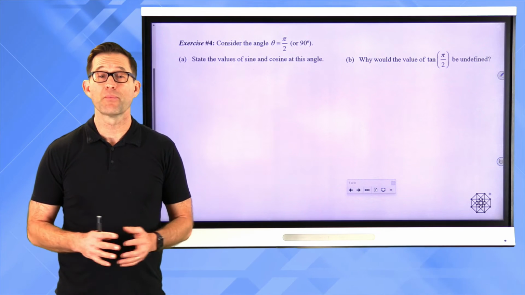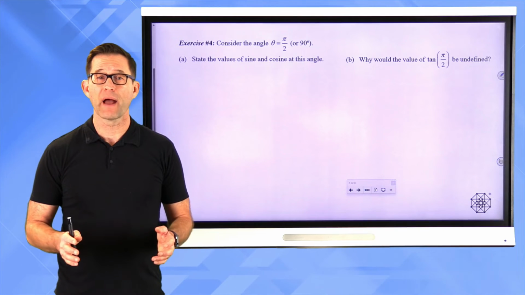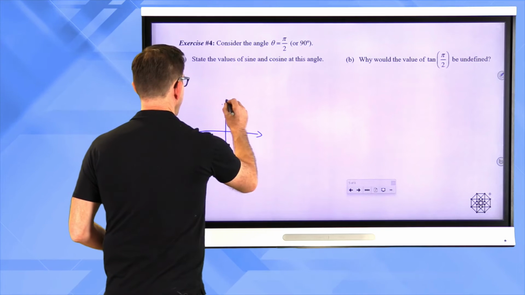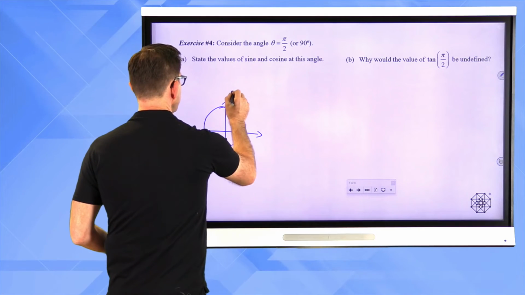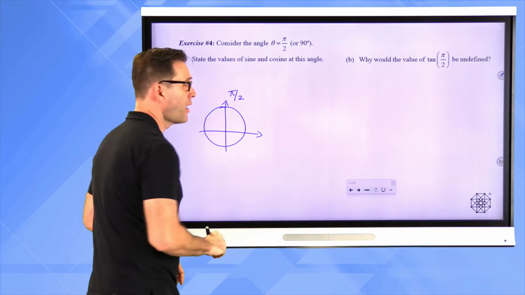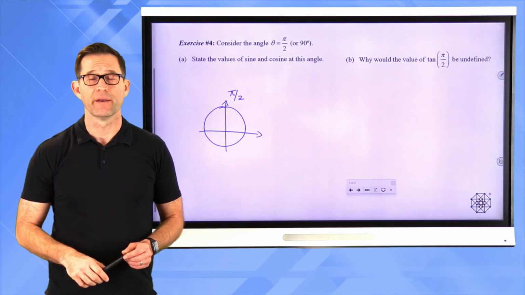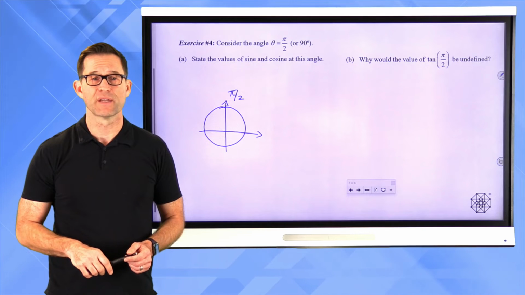All right, this should be pretty easy, and if you have to, refer back to the unit circle, but I really do want you to be able to just think about this as, okay, I've got a unit circle, I'm up here at pi over 2, 90 degrees, what are my values of sine and cosine? Pause the video now and go ahead and state those.